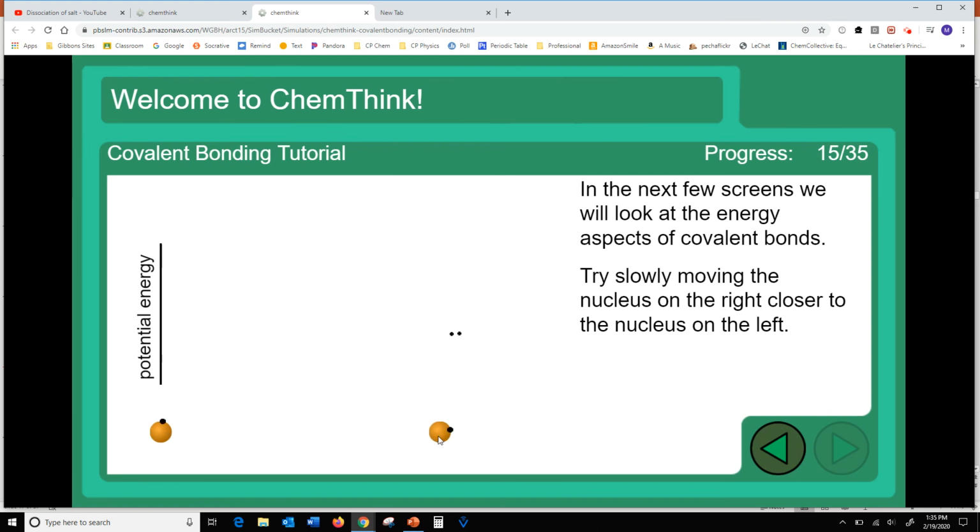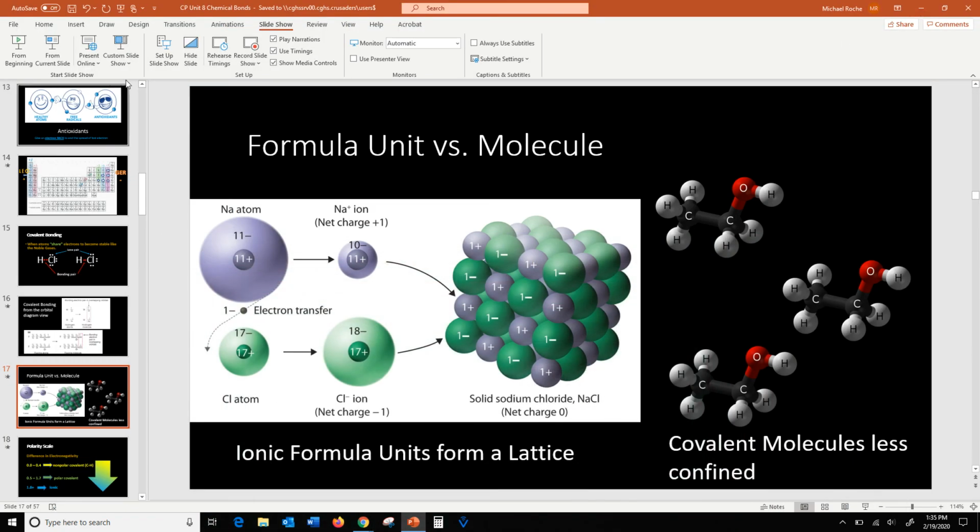And then the nice thing here is as you get closer, there's a point where the energy benefit reaches its maximum, right? And then to get any closer, now you have repulsion of those nuclei, positive and positive, and so they push back. So this is sort of a nice little bond length. Anyway, probably more than you want to know about that.